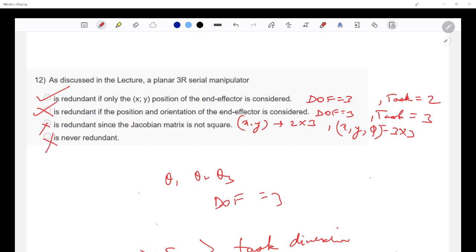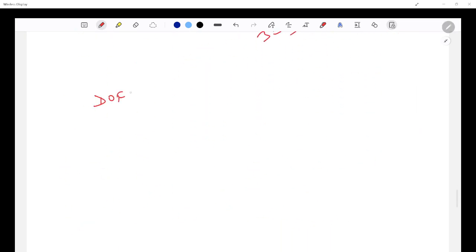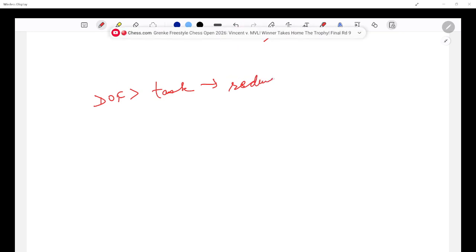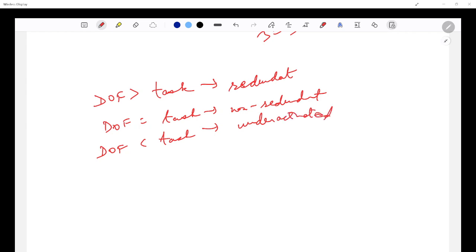So whenever you see a redundant manipulator, it's degrees of freedom versus task dimension. I'm writing, if degrees of freedom is greater than task, it is redundant. If degrees of freedom is equal to task, it is non-redundant. If degrees of freedom is less than task dimension, it is underactuated. Redundancy means extra joints beyond what the task demands.